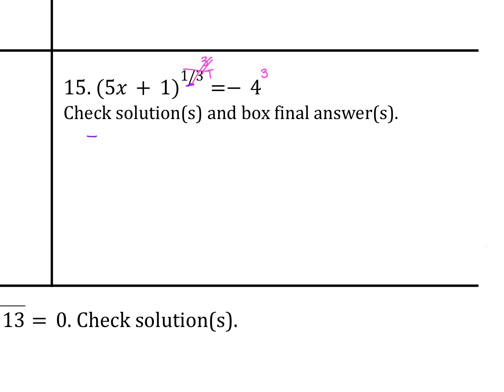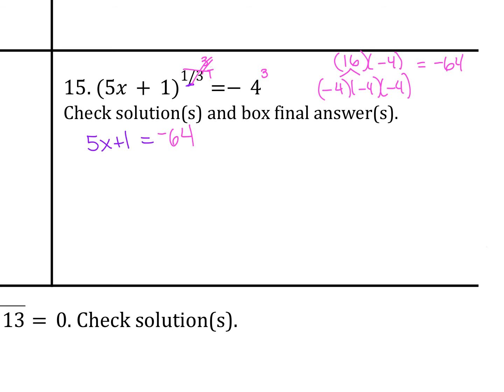So the left side is 5x + 1 equals (-4) to the third power. (-4)^3 is -4 times -4 times -4, so the result is going to be a negative value. So we have 16 times -4, right? A negative times a negative is positive 16. 16 times -4 is -64.